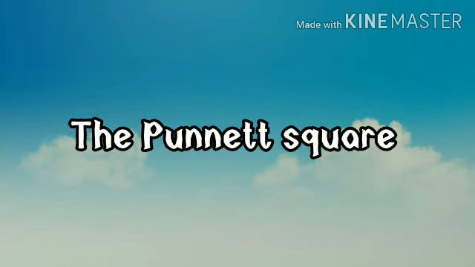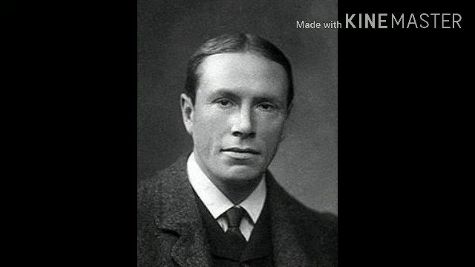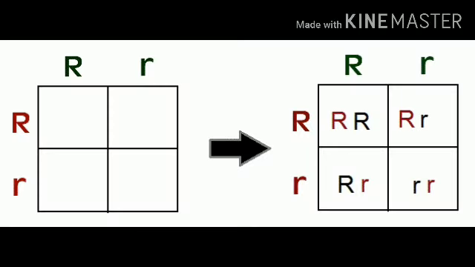Next, the Punnett square. The Punnett square is a diagram that is used to predict the outcome of a particular cross or breeding experiment. Reginald C. Punnett, a British geneticist, devised the Punnett square. It helps to determine the probability of an offspring having a particular genotype.